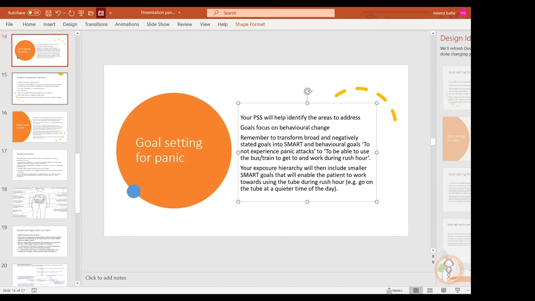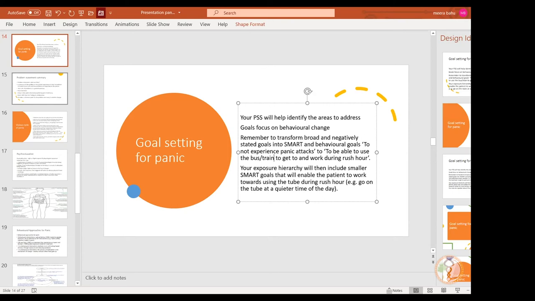So to get to work during rush hour, okay? What we are looking at is getting to work and doing that during the rush hour, because when there are lots of people, that's when they might get panicky, not be able to get into the bus. They might feel I'm stuck and not be able to get out of the bus or something like that. So there is always a reason why people are coming for therapy, because either they cannot go to work using public transport and they have been walking for like 5 hours a day or something, it's not working anymore, and therefore they need some help.